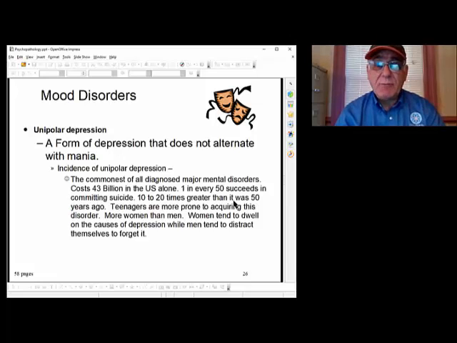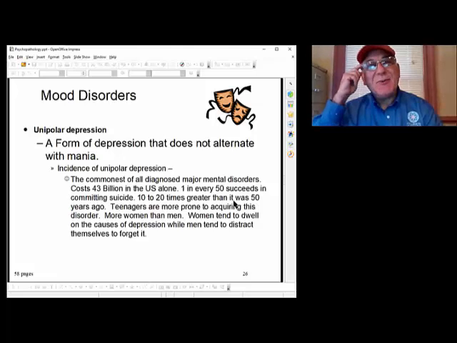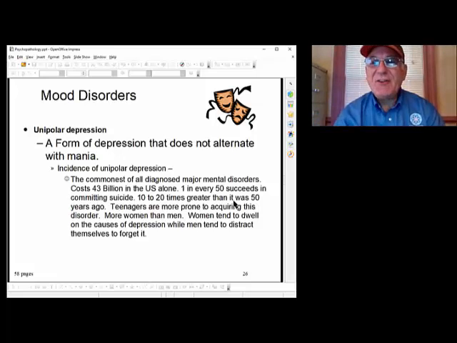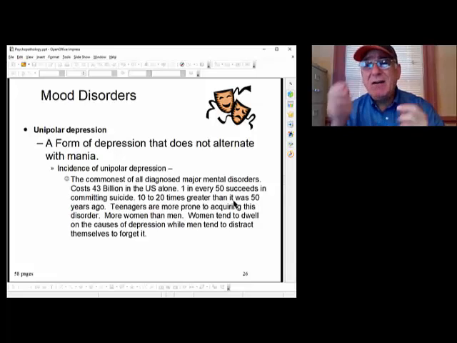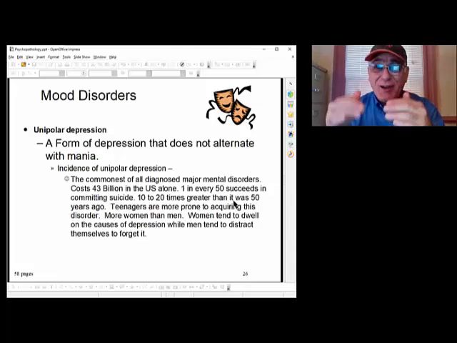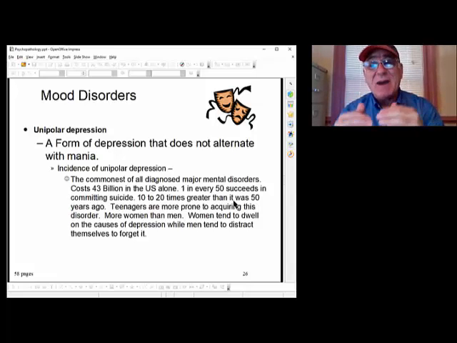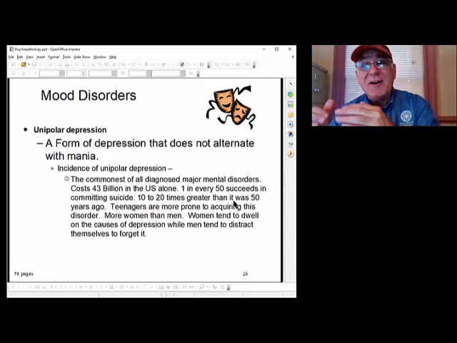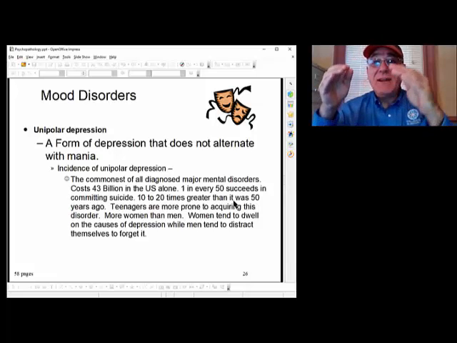And teenagers are more prone to acquiring this disorder, and so are women. Women are more prone to get it than men are. Women also tend to dwell on their causes of depression. So they call up their best friend. I'm not feeling good. I feel horrible. Oh, what's the matter? Oh, I don't know. It's just, and they talk about it, and they get worse and worse as they're talking about it until they turn a corner and they keep talking about it and they come out of it.